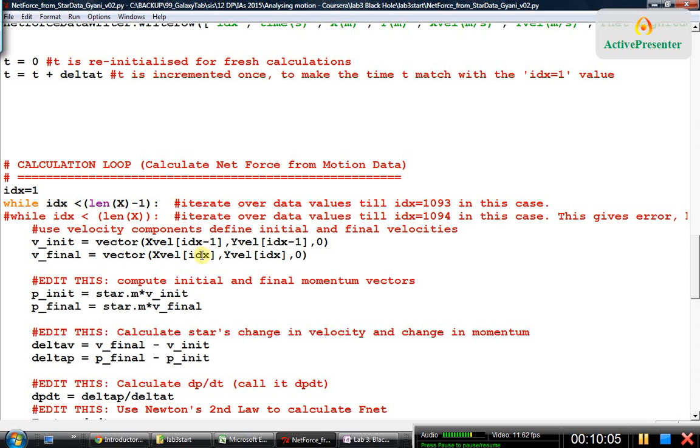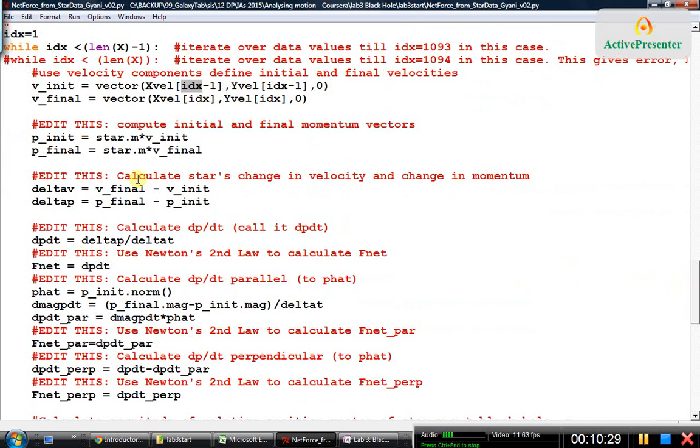So here right now index is 1, so this would be xvel of 1 and this would be xvel of 0, so that when I find the delta v, it will be the velocity stored in 1 minus velocity stored in 0. Similarly, delta p would be the final momentum calculated using the velocity in 1 minus the momentum calculated using the velocity in 0. So that's how I find delta v, delta p.